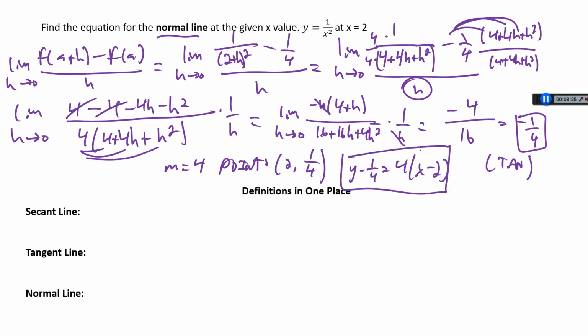So a few definitions just to make sure we get these in place. A secant line goes through 2 points of a function. So if we draw a graph of that, any 2 points, so something like that. That's a secant line. Tangent line just touches at 1 point, and it just, I'm going to write it, brushes by the function.